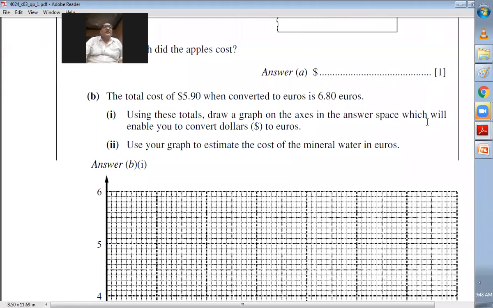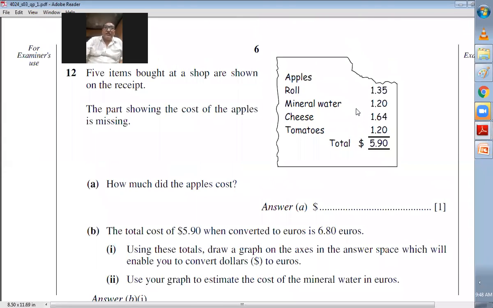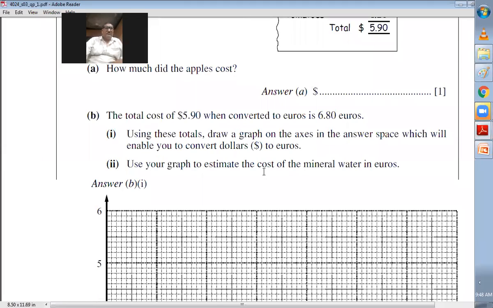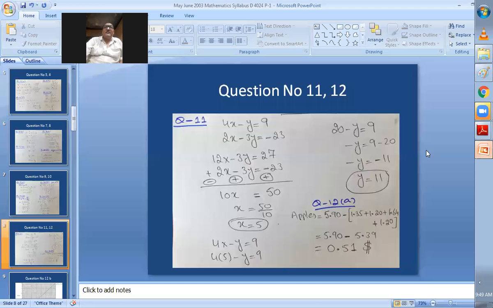That was the A part. In the B part, he says the total cost of $5.90 when converted to euros is 6.80 euros. Using these totals, draw a graph on the axis in the answer space, which will enable you to convert dollars to euros. Use your graph to estimate the cost of the mineral water in euros. The price of the mineral water in dollars is 1.20, and I have to convert it into euros. But first of all, I have to draw a graph. So $5.90 gives you 6.80 euros. I have done this.